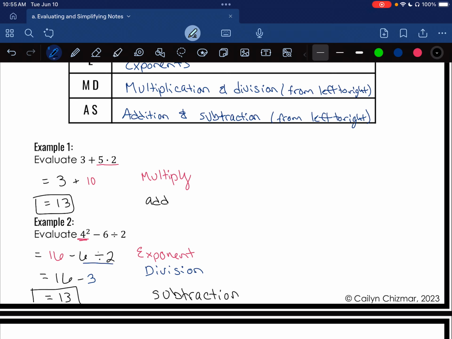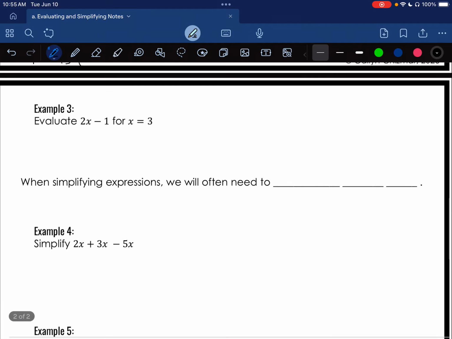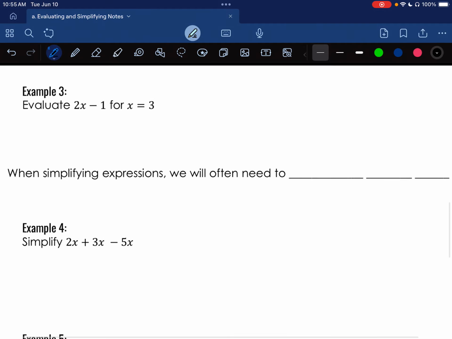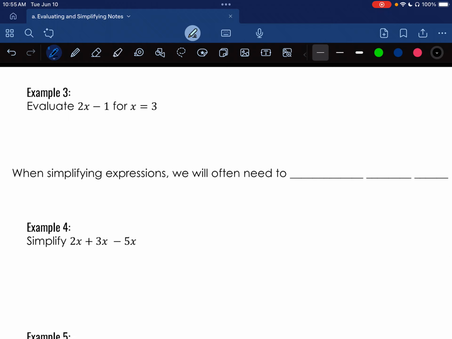So let's go ahead and flip to the back. This is one more type of evaluation that you might see, and this is where we have to make a substitution. I'm asking you to evaluate this expression for when x is equal to 3. What that means is I'm going to take 3 and put it into the expression where x used to be. So this is called substitution.